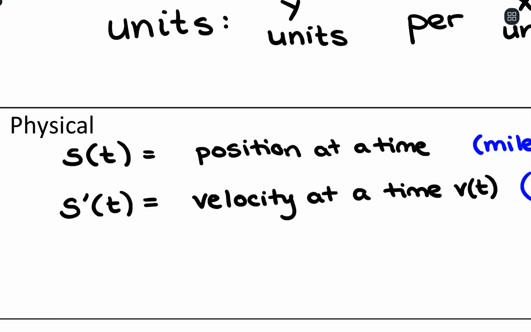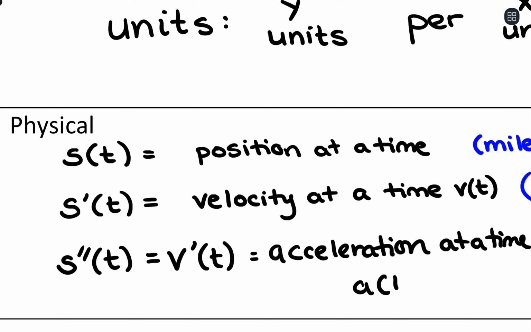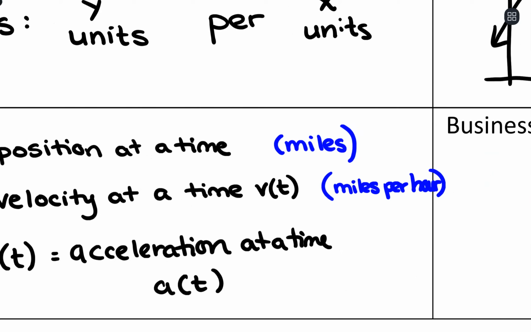And then this last one, if we take the derivative of that function, so if we talk about this second derivative of s of t, which would be the same thing as the first derivative of v of t, this would be mapping the acceleration at a time. And we call this function a of t. Now the units for this get kind of weird, but this would be miles per hour squared. So our unit of time would be squared there, or our denominator would be squared with how we were taking the derivative.